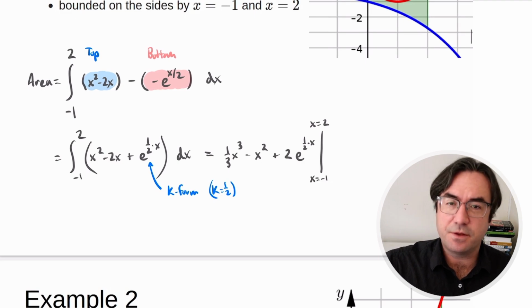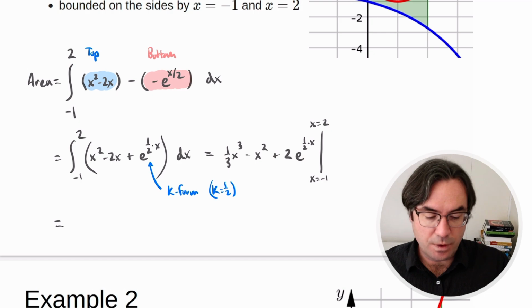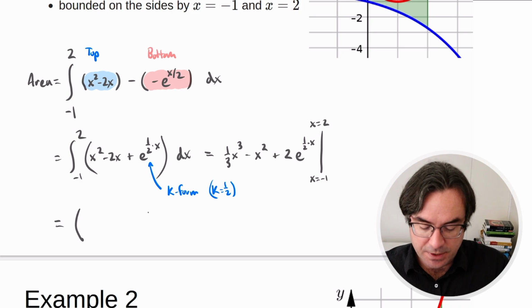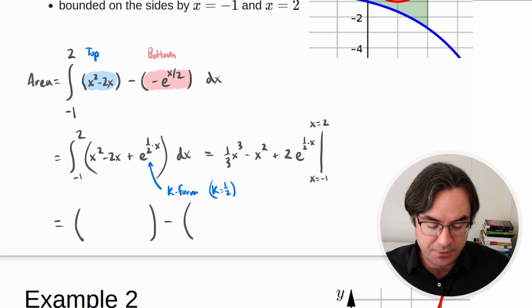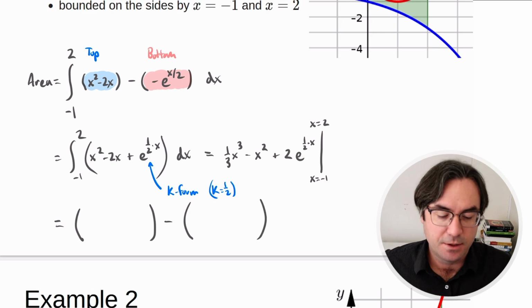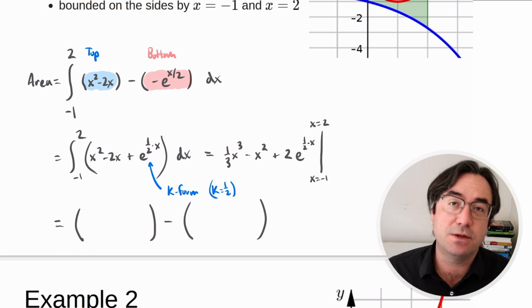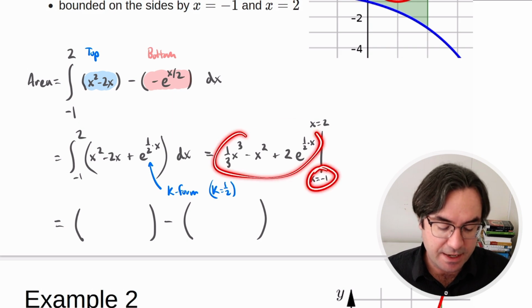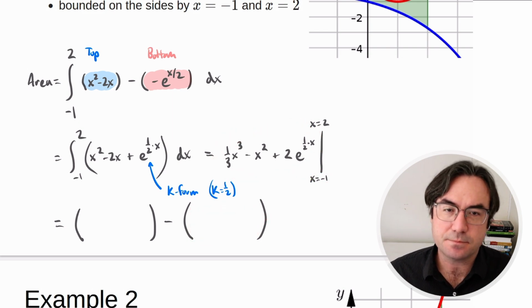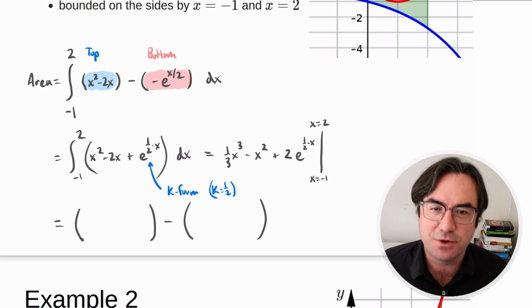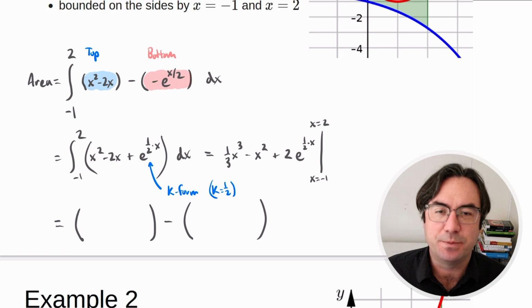And now we're ready for the evaluation. When we do our evaluation, top number gets plugged in first. It's usually a good idea to set up the framework for your evaluation. So top number gets plugged in, so we'll plug the 2 into this entire antiderivative, see what we get. And then we'll do the same thing with -1, and we'll fill that in here. Get all the parentheses set up, just because, again, it's easy to forget. We're subtracting, so you have to distribute the negative. If you have the parentheses, you'll be good.